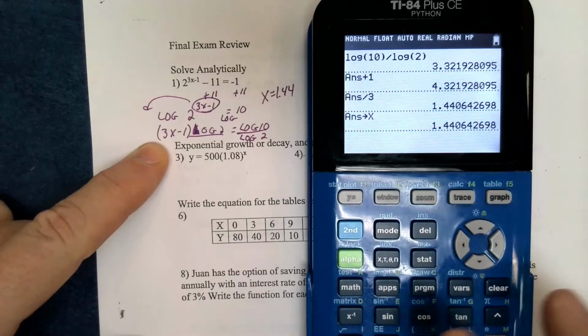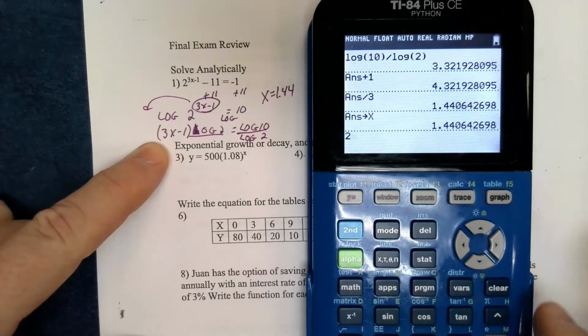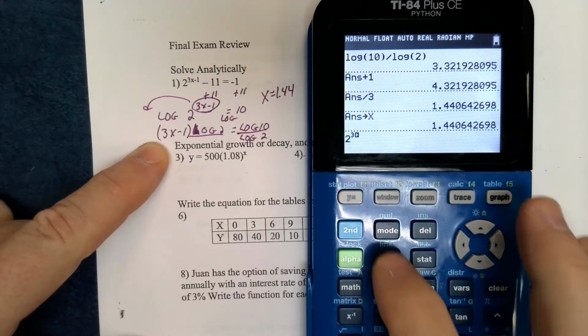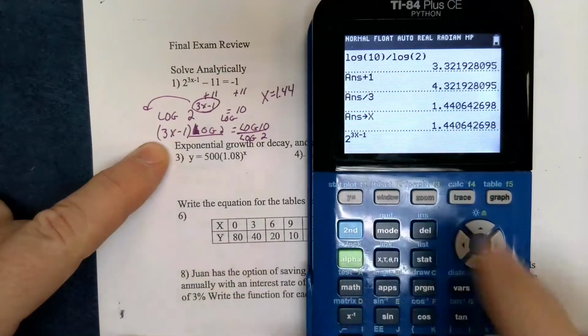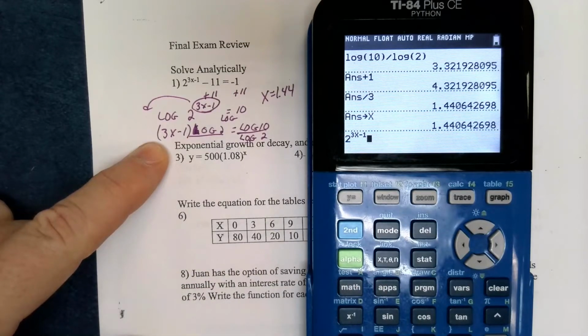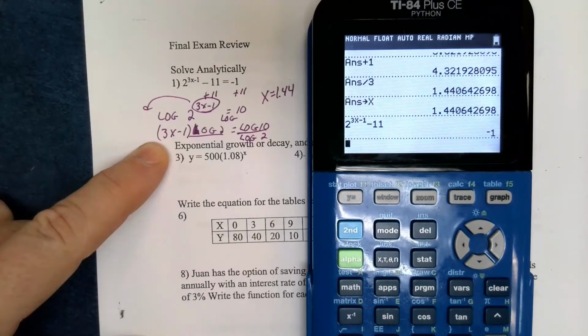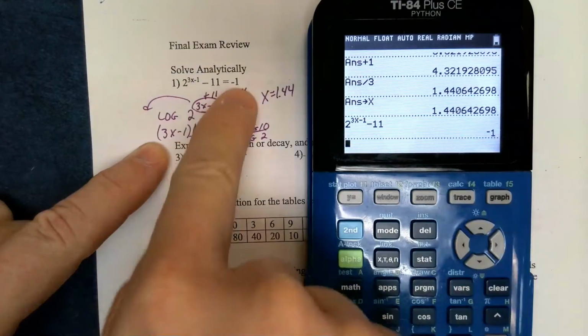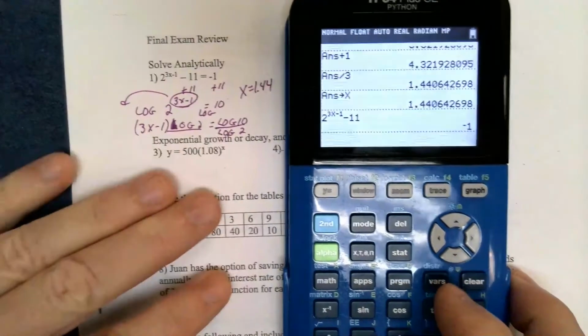And then I'm going to go ahead and type in my original problem, 2 raised to the 3x minus 1, just like that. And then down arrow, or right arrow over, and then minus 11. And you can see that it equals negative 1, and that's what we wanted it to equal.